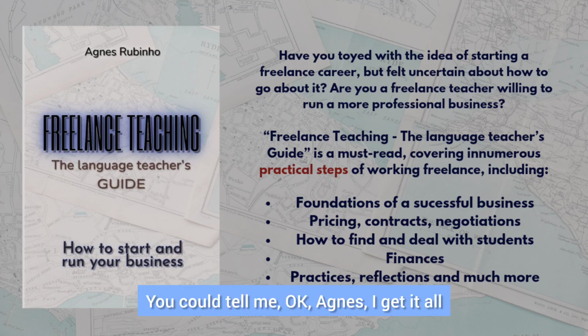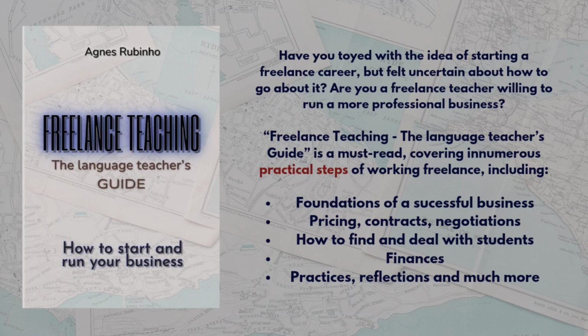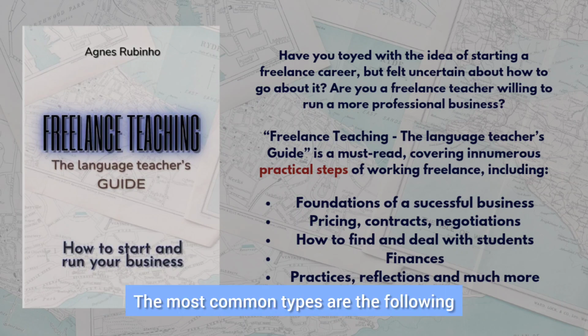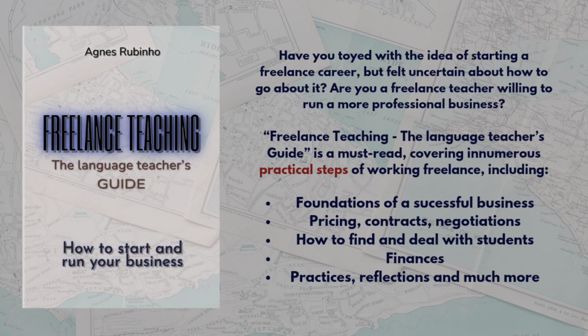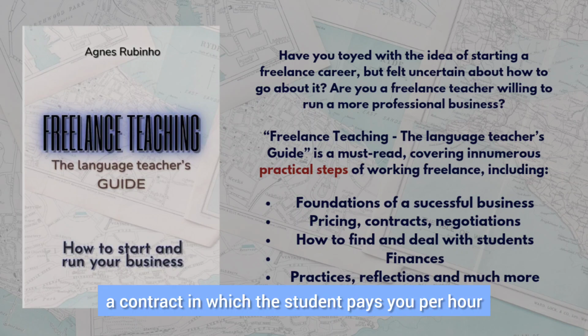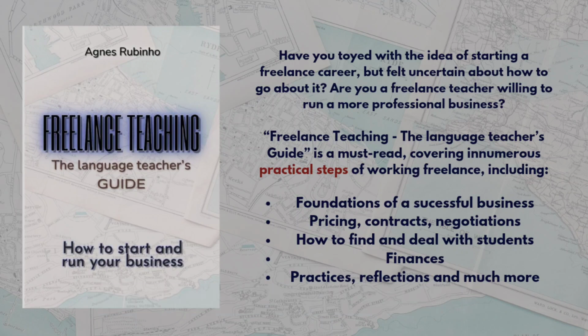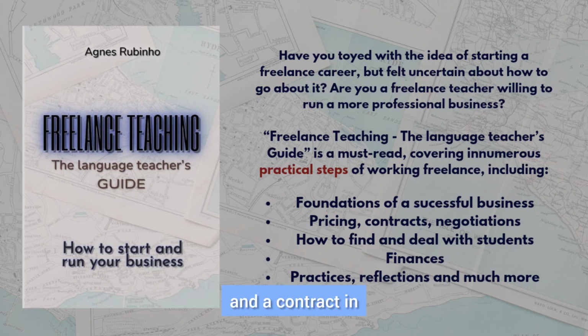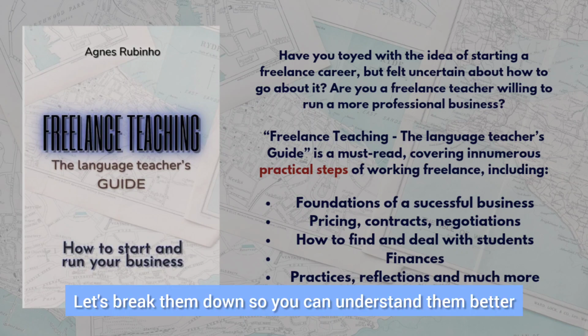You could tell me, okay, Agnes, I get it all, but what kind of proposals can I offer my students? The most common types are the following: a contract in which the student pays you per hour, a contract in which the student pays you per month, and a contract in which the student pays you per project. Which one is better? Well, there are pros and cons in each one of them that will depend on the student's needs. Let's break them down so you can understand them better.